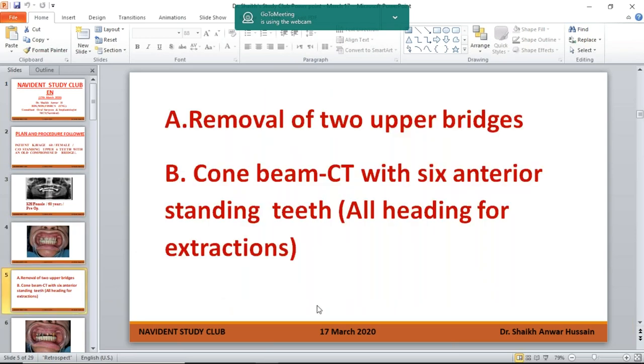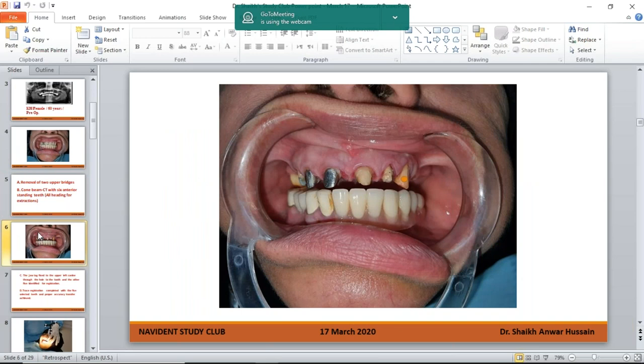So the plan was to remove the upper 2 bridges and then do a cone beam CT with the 6 anterior standing teeth, which were all heading for extractions. So I managed to do that. And then I decided to use this stable canine. I wonder if you can see an orange spot on the upper left canine.